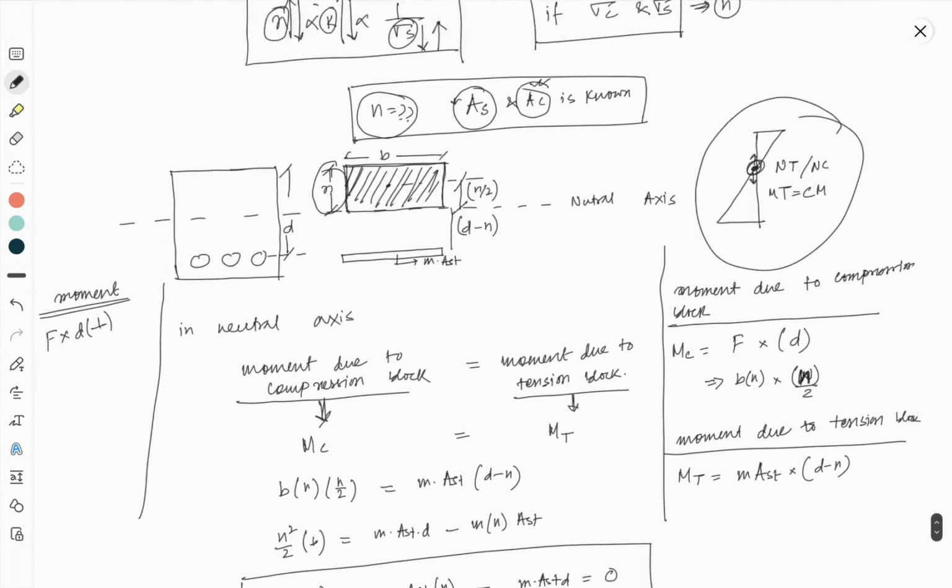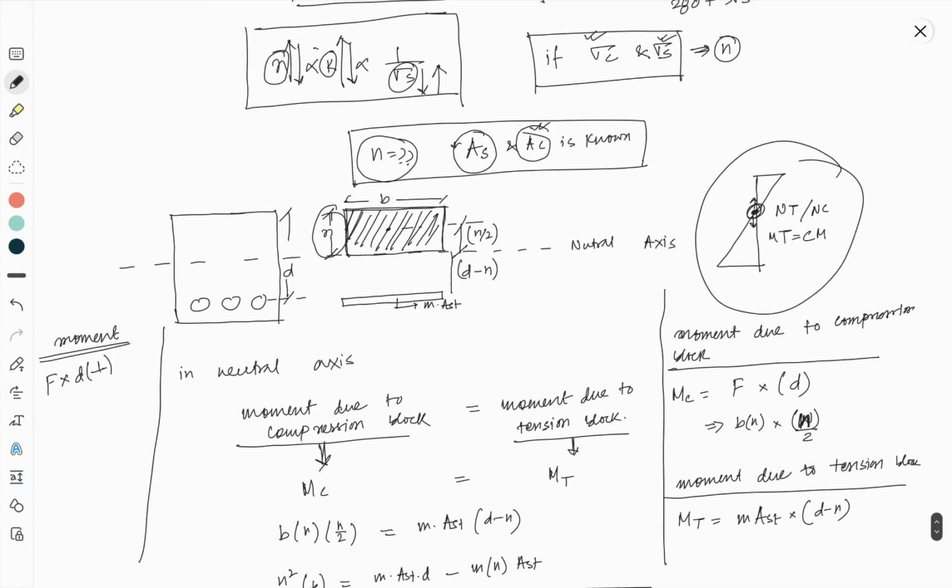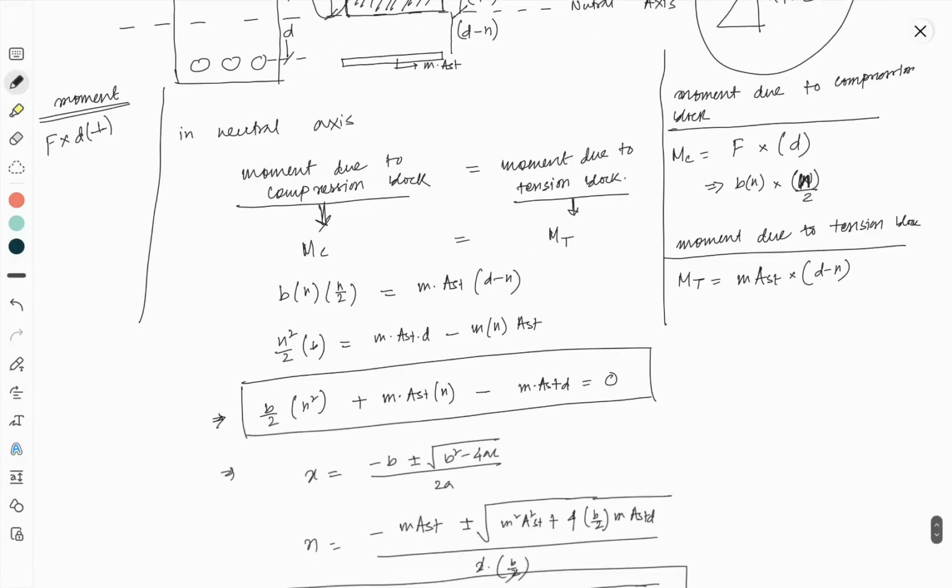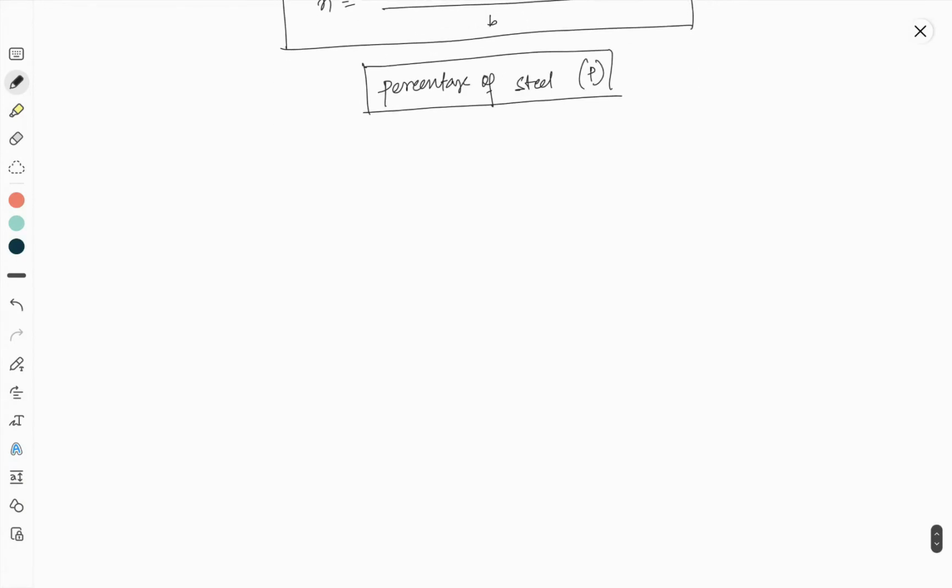Last video, I discussed how to find the neutral axis using the area of steel and area of concrete. In case you missed the video, there is an I button, just go and check it out. Otherwise, go to the playlist section, and you will definitely find this video.